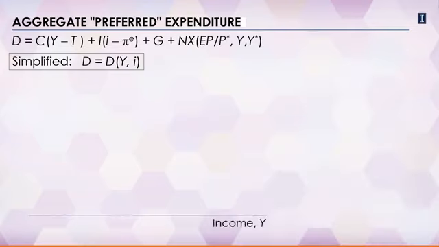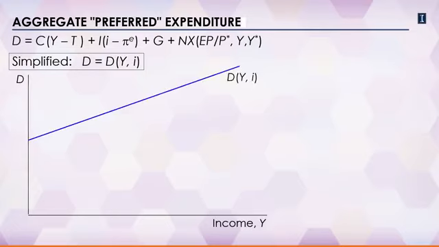So let's put real income on the horizontal axis and D, the aggregate preferred expenditure, on the vertical axis. And let's map D versus real income. We should get a curve, or actually the way I've drawn it is a line. We should get a line like this. As income grows, total aggregate expenditure in the economy should grow. Let's see where this growth comes from.